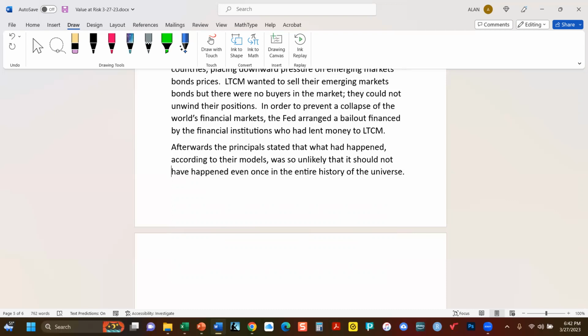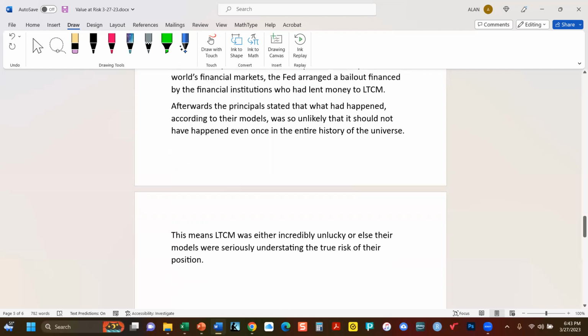So what this means then is that Long-Term Capital Management was either incredibly unlucky or else their models were seriously understating the true risk of their positions. I think we know which one we can sort of say right now happens to be the case. Of course, they weren't unlucky. Their positions were unbelievably risky, and they just weren't fully taking that into account.